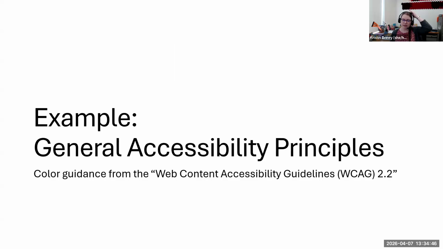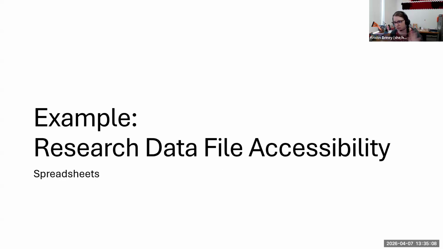I have a little bit of time. I want to talk through some examples of what accessibility looks like. I'm going to skip over the accessibility principles generally, but basically we can take general guidance, like the guidance on color, from WCAG. I'm going to skip that for time and give you a bigger picture of what it looks like when you start talking about accessibility for specific file types and what the trade-offs are. So let's talk a little bit about spreadsheets.